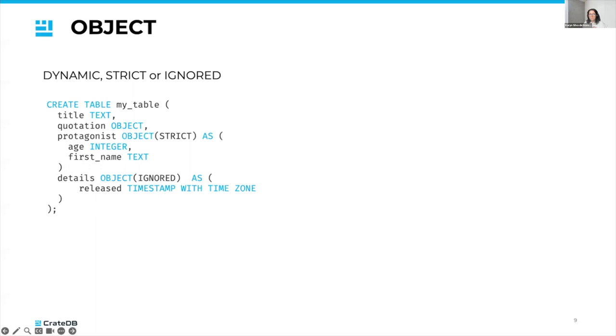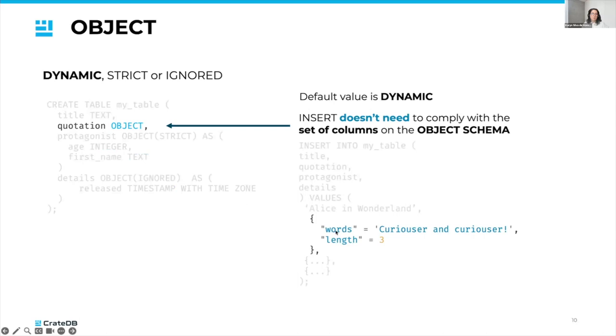So what are the column policies available? Well, there are three: dynamic, strict, or ignored. When defining an object, the column policy is not required, okay? However, if you don't define it, as you can see here in the first one, and we're going to cover that right now, it defaults to dynamic, okay? So in this case, the object does not have the definition of the column policy there. So it defaults to dynamic.